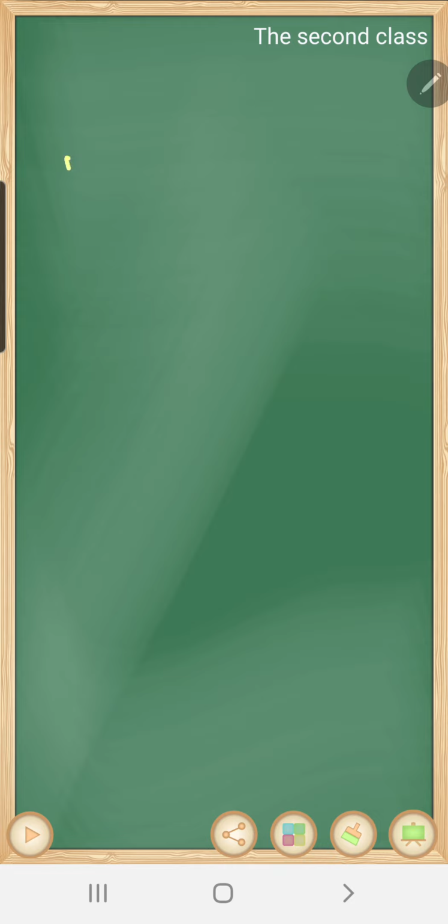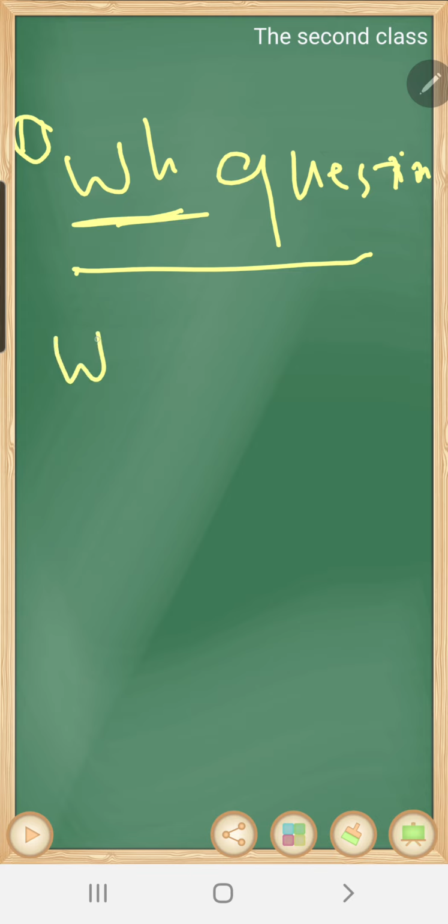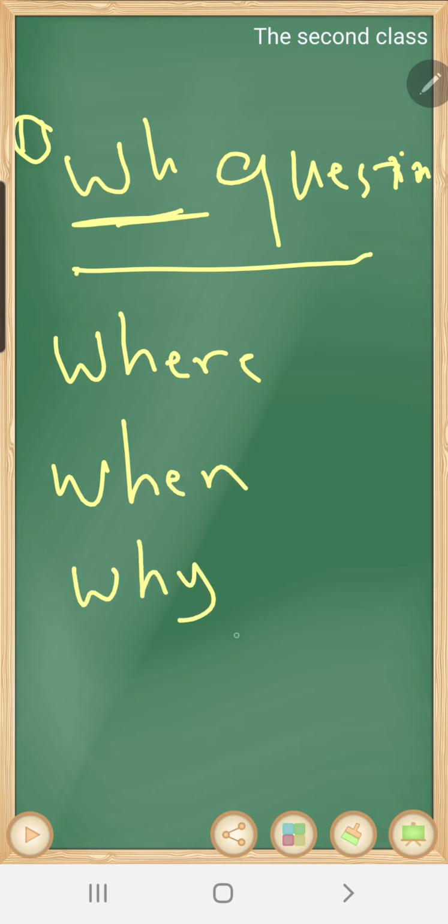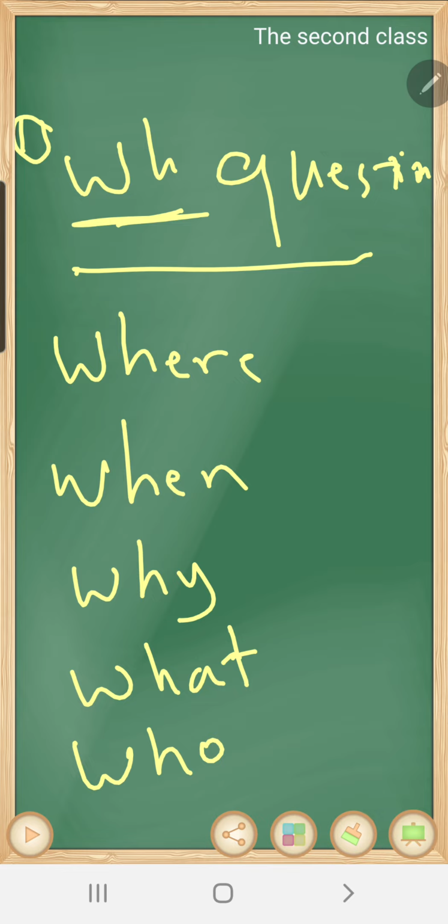Let's begin by WH question. This is type number 1, WH question. As you know, there are many questions words in English. For example, we have where, asking about place, when, asking about time, why, asking about reason, what, asking about الشيء الغير عاقل, and who, asking about الشيء العاقل.